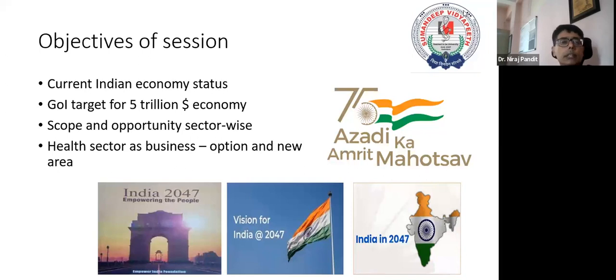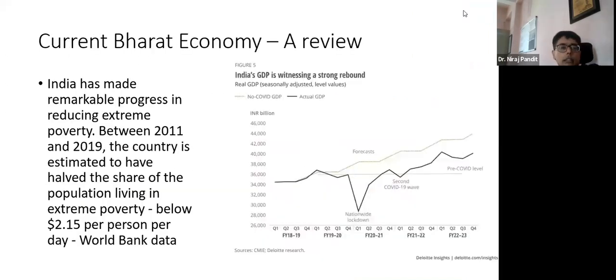Once we try to understand India, Bharat, you can see the World Bank recently, in 2019-20, commented that India has made remarkable progress in reducing extreme poverty between 2011 and 2019. The country is estimated to have halved the share of the population living in extreme poverty, below 2.15 US dollars per person per day. See, this is very important. We have pulled almost half of the extremely poor people up to the poor level or up, you can say, to a middle class level.